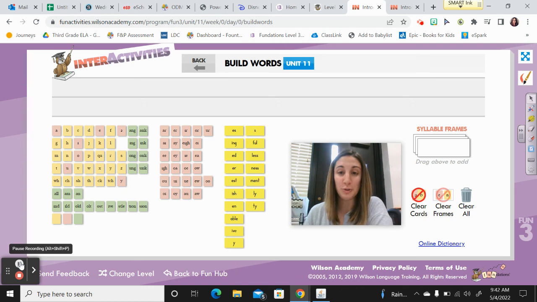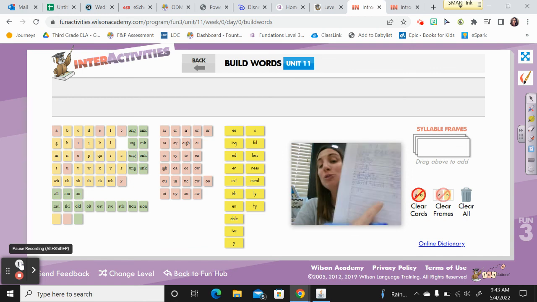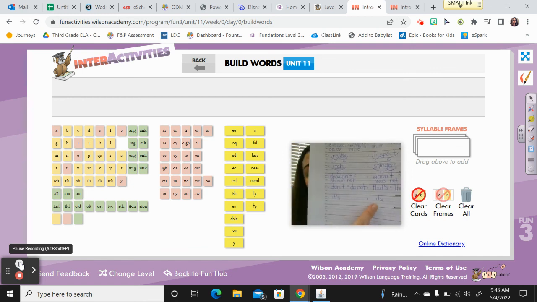Number 2. The dog chewed on its bone. It's. Go ahead. Okay, now does it make sense to say the dog chewed on it is bone? No, so this one, you don't use the contraction. It's just ITS, the possessive pronoun.